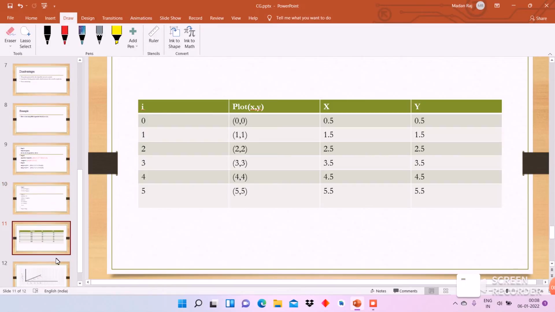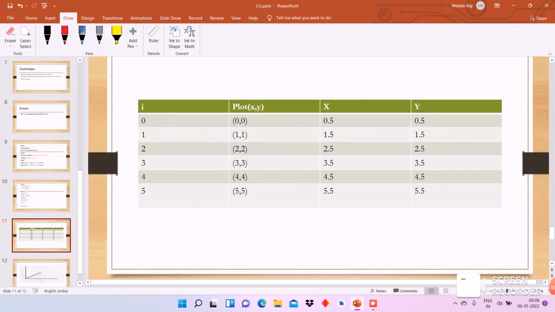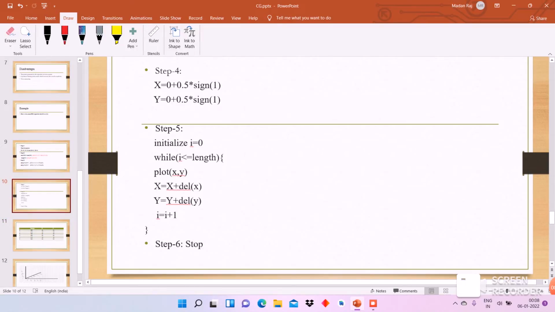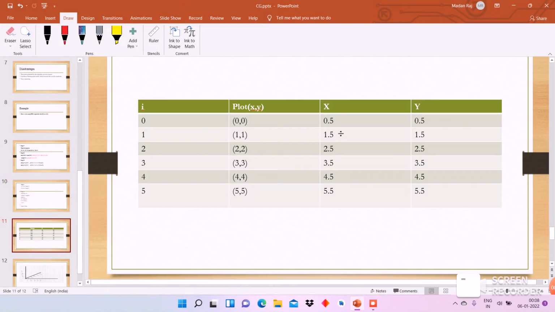So these are the values for i equal to 0. The value is initially 0 comma 0. According to the formula, x equals x plus del x and y equals y plus del y, and the value of del is 1. Initially 0, so 0 plus 0.5, and for y 0 plus 0.5. So here I get the coordinate as x 0.5, y 0.5, and then for i equal to 1, it is 1 comma 1, and again 1 plus 0.5, so this is 1.5, and so on till the 5 comma 5 coordinate.